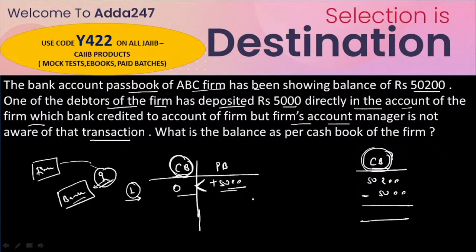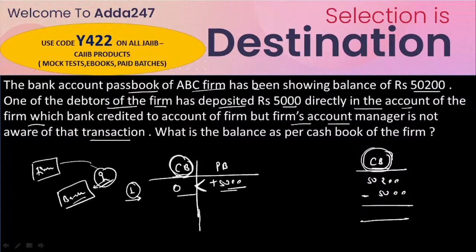Suppose that it is just more than that. Suppose that here it is given the cash book of the ABC firm has been showing a balance of 50,200 rupees, and we have to determine the passbook of the firm. So now we will consider all the parameters related to the passbook of the firm. So in this case we write here plus 5,000 rupees.